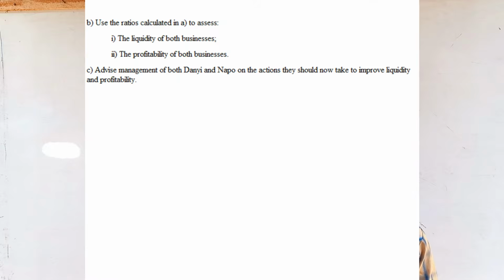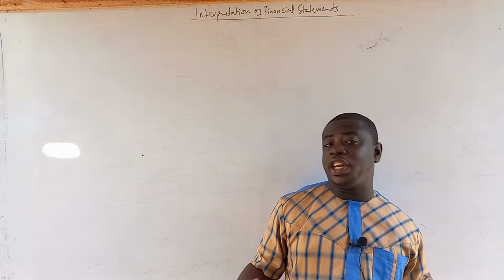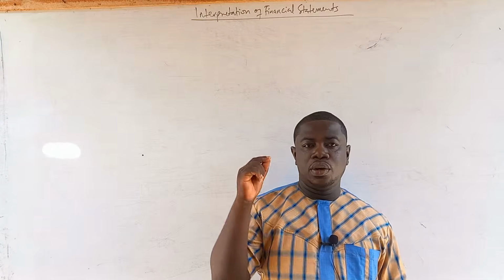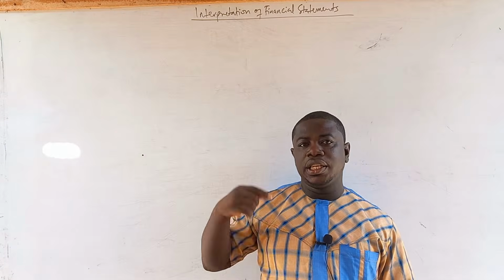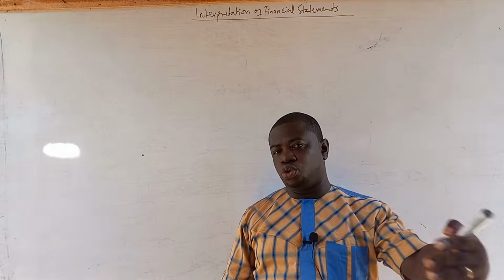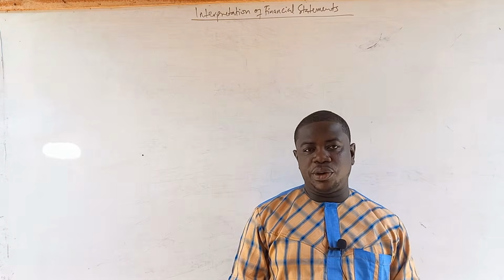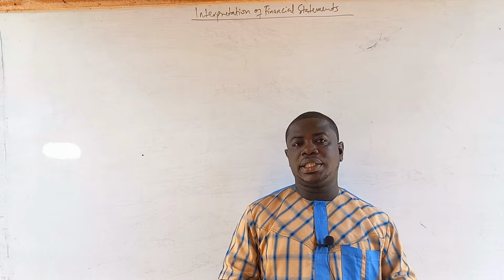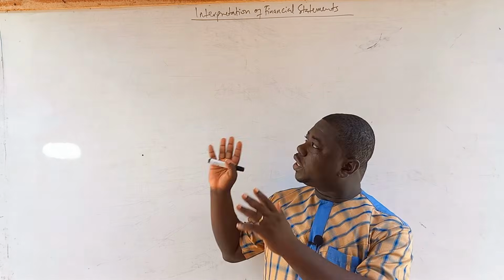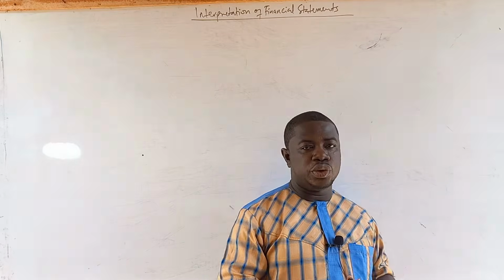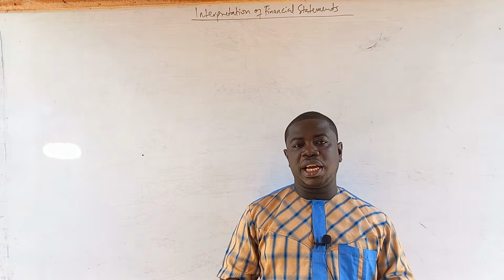So we are going to make an analysis on that assessment. And then the last one, C, advise management of both Danny and NAPO on the actions they should now take to improve liquidity and profitability. And so this is very simple. For the advice section, based on the problems you identify, you will make recommendations on what they should do in order to improve the situation. That is what the advice is all about. So ladies and gentlemen, we are going to solve this question. It's quite a detailed question. So we're going to take the first part. We are going to calculate the ratios, and then afterwards we'll come and do the analysis.